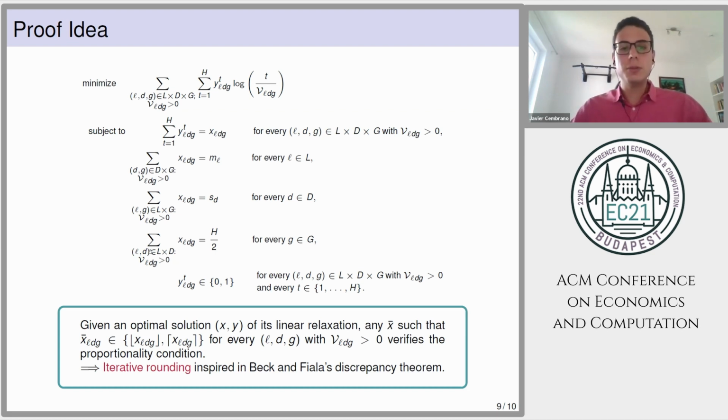And in order to deviate as little as possible, we use an iterative rounding algorithm inspired by discrepancy theory, and specifically by Beck and Fiala's discrepancy theory. This allows us to bound the deviations from each of the prescribed marginals and to conclude our main result. What we find most interesting about our work is this kind of unexpected connection between apportionment methods and discrepancy theory, which we think opens up new possibilities regarding the design of these apportionment methods.